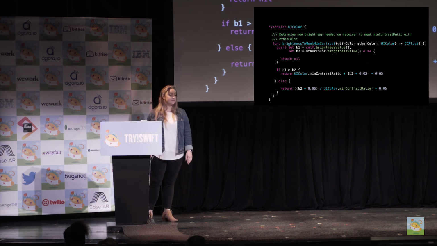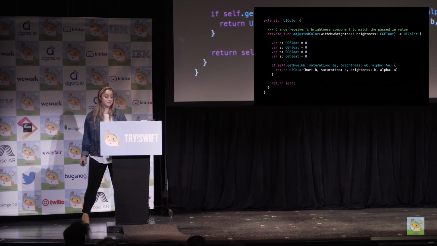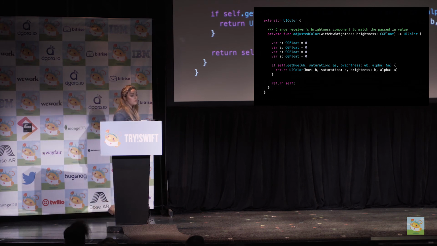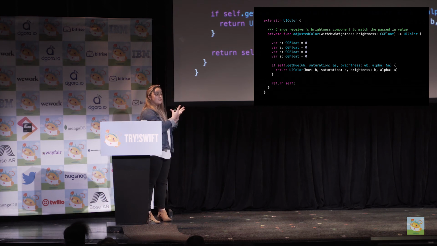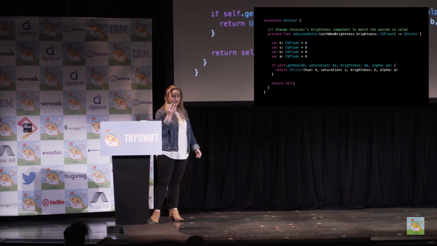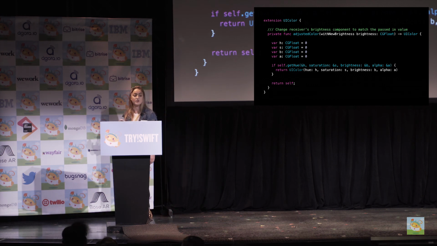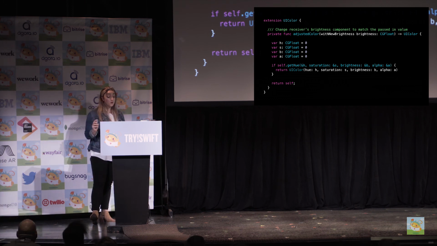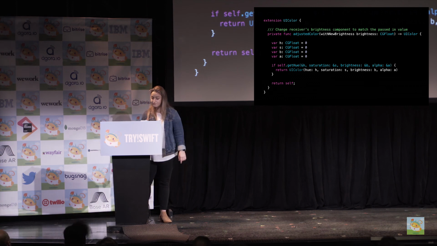Now, we're going to use this method in our next method, where we're going to change the receiver's brightness component to match the passed-in value. So the value we calculated in the last method, we know that's the new brightness we need to meet that 7 contrast ratio. We're going to pass that in as a parameter, and we're going to return out a new color with that adjusted brightness component. The other components, hue, saturation, and alpha, are just going to remain the same.